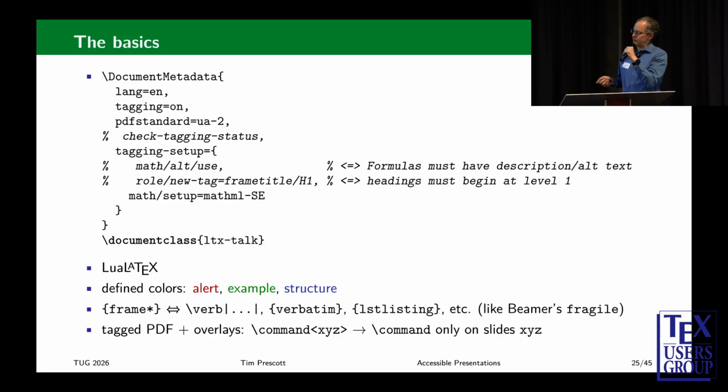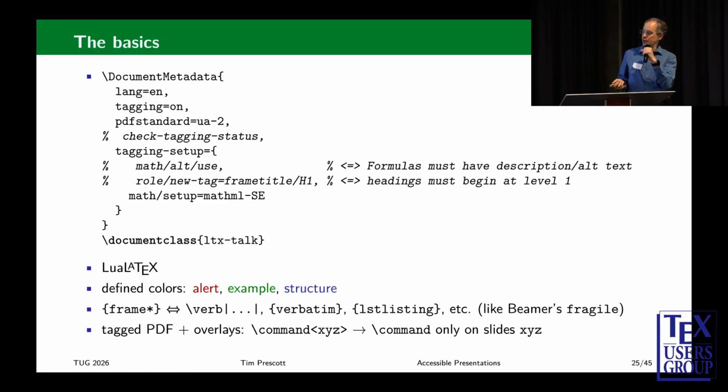For right now, if you are familiar with Beamer's idea of a fragile frame, instead of creating a frame environment, if you have fragile text, where you've tried to change cat codes, you would want to do a frame star, and then you are fine. And so we want to think of this as a tagged PDF with overlays.